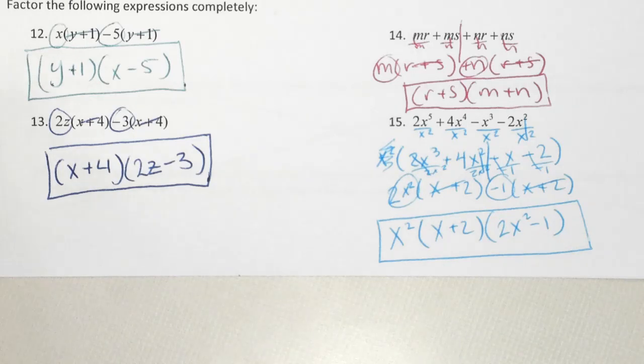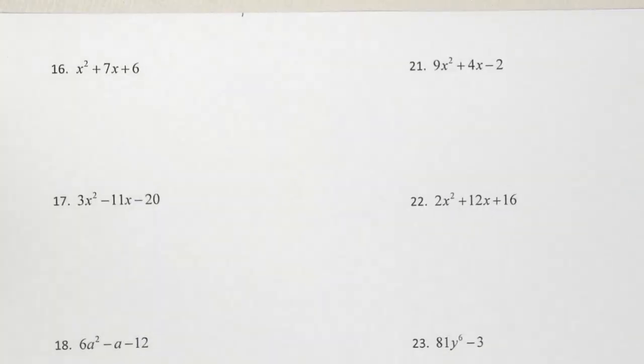Okay, so flip to the back. Now, these are trinomials, which means we're doing the snowflake.